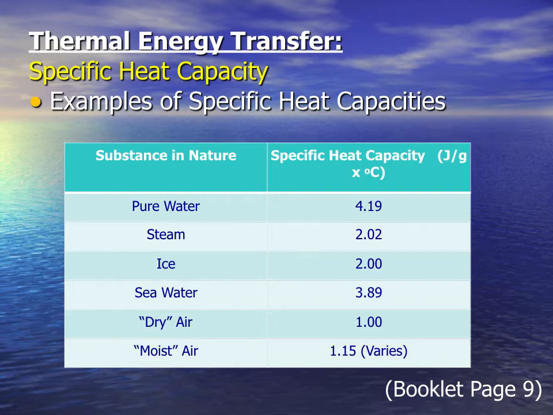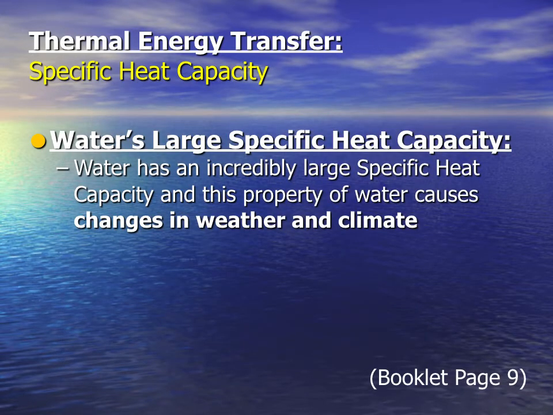So one thing to notice here is pure water's got a pretty darn high specific heat capacity. So this large specific heat capacity causes changes in weather and climate. So this is significant because, again, a huge portion of the Earth's surface is covered in water, and water has a huge specific heat capacity. So what does it all mean?